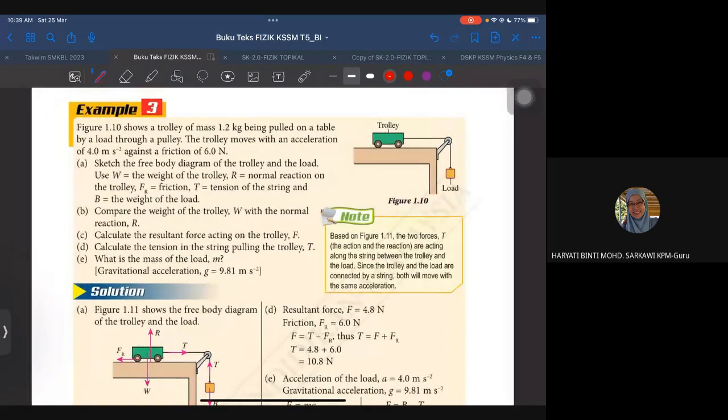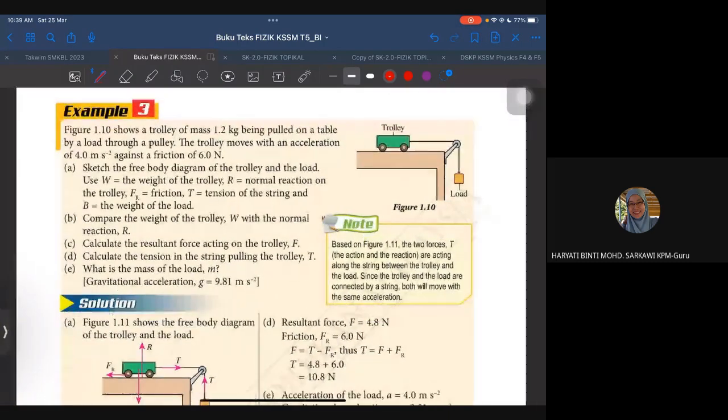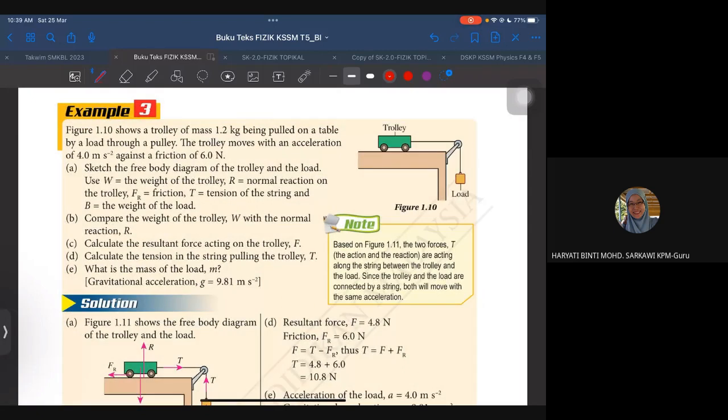Okay, so this is another system. You can see a trolley on a table, tied to a load, and the string goes through a pulley system. This is a pulley. So there is a trolley and then the other load, and a string here. It means that there will be tension in the string.